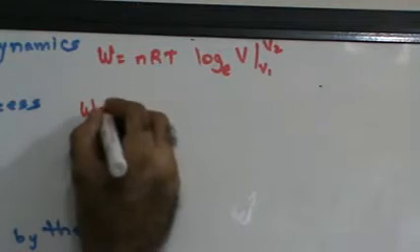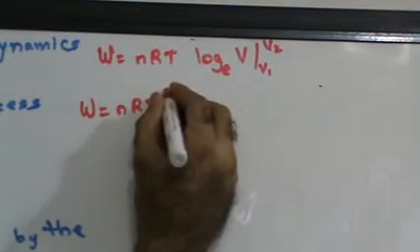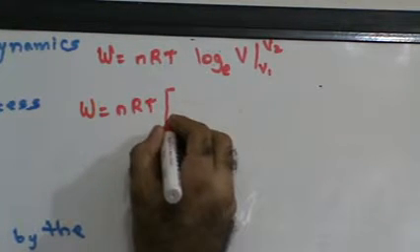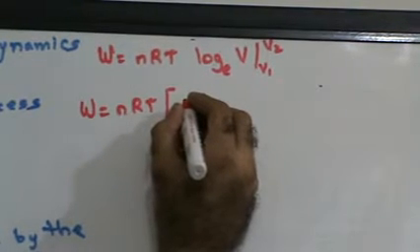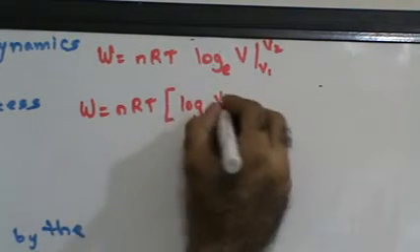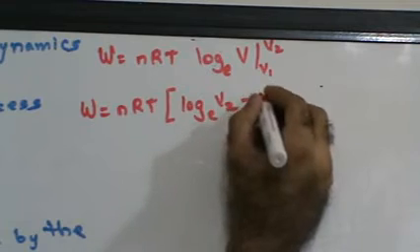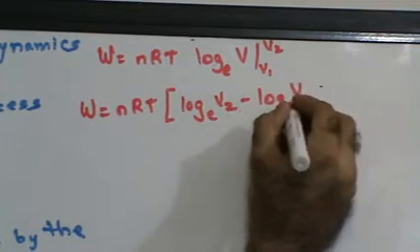Integral of 1 upon V is nothing but log V. Now, W is equal to nRT, definite integrals. Substitute the value of V with the upper limit and then subtract it with the lower limit. It is upper limit minus lower limit. So this is log of V2 to the base e minus log of V1 to the base e.